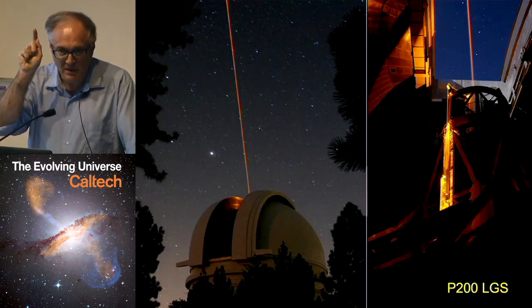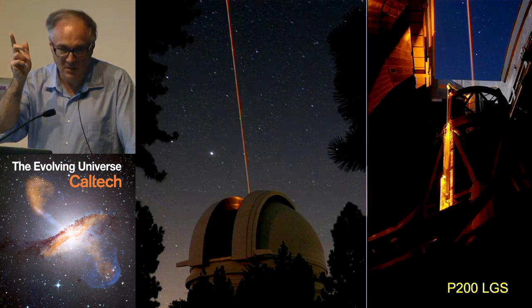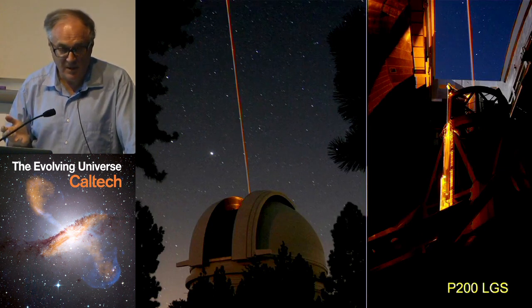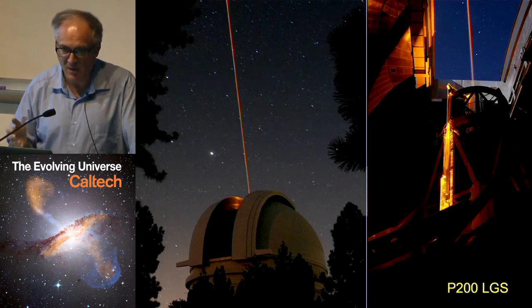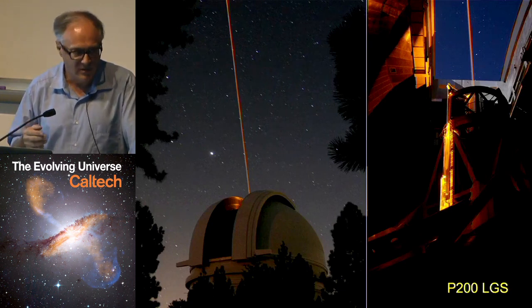It creates a little spot, which is an artificial star, and now you can deploy your adaptive optics system to correct it. Amazingly enough, that works too. And now this is becoming almost a standard way of observing in astronomy, removing turbulence of Earth's atmosphere.